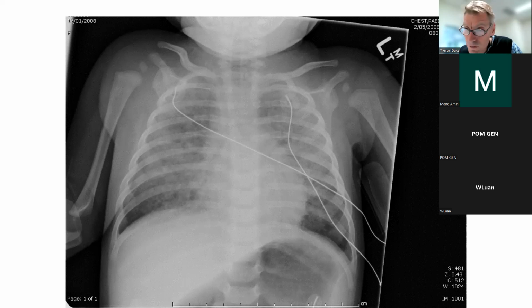PCP. Yeah, very good. PJP, pneumocystis jirovecii. That's right, and in fact, that's what this was. This is a child who had pneumocystis pneumonia, and it's a child who had chronic lymphopenia. The child didn't have HIV, but had chronic lymphopenia, just as if the child had HIV, and the child had pneumocystis.